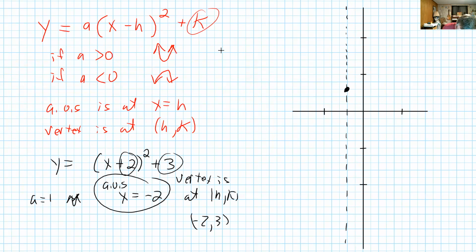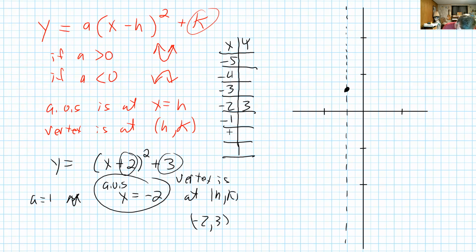What I'm going to do now is make a table, and I'm going to find 7 values, but I'm going to put the vertex in the middle of the table. Then I'm going to go to the left and to the right with integers. So this is -5, -4, -3, -2, -1, 0, and 1. That will give me values close to the vertex, which will allow me to graph this.